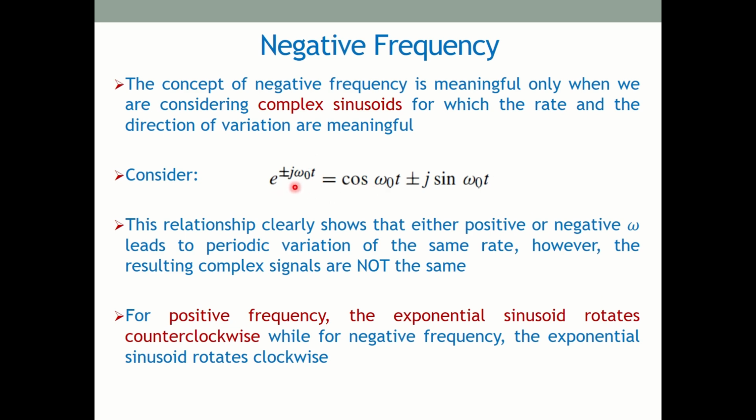So in the example, we had complex sinusoids that had a cosine term, the real term, and an imaginary term, which could be plus minus j sine omega naught t. This relationship clearly shows that either positive or negative omega leads to periodic variation of the same rate, right? So the rate is the same, omega naught. However, the resulting complex signals are not the same. For positive frequency, the exponential sinusoid rotates counterclockwise, for negative, it's clockwise.